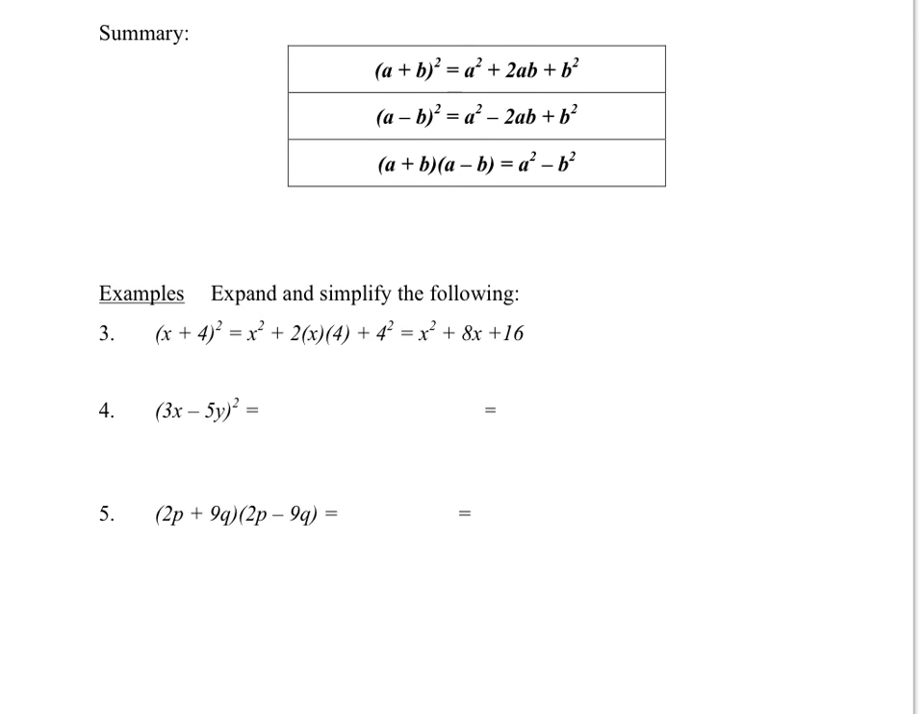For the second one, it's like this example here. So we're going to have a equals 3x and b equals 5y. So we'll get this expression, and when you simplify that, you should get this. And then the last one is the nicest one. Effectively here, it's like this example here, but your a is 2p and your b is 9q. So we're going to have 2p all squared minus 9q all squared.